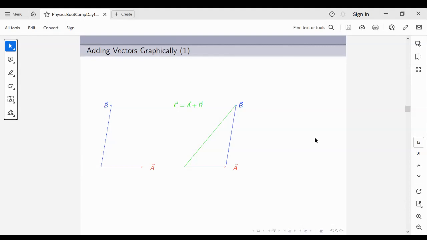If you want to add vectors graphically, right here we have two vectors, A and B. And what you want to do is move, in this instance, the tail of B, the end without an arrow, to the head of A, and then draw an arrow from the tail of A to the head of B after you've moved it. I think I'm moving pretty fast here, so I'm going to slow down. Are there any questions?